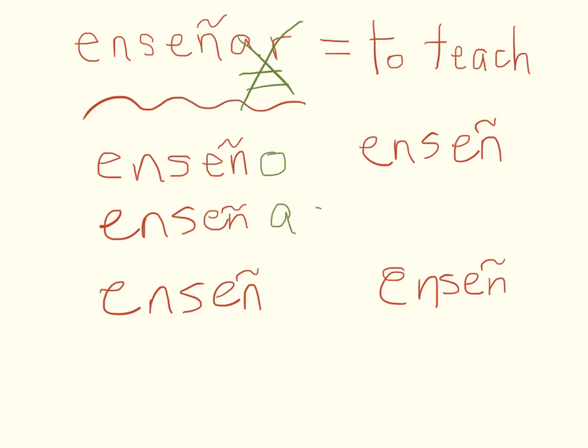Second person ends with AS always for AR verbs. Enseñas, you teach. Enseña would translate as she teaches. And then we'll have the AMOS ending for nosotros, so we teach. And then finally AN for they teach. So now looking at your practice sheet, you'll see 8 more sentences that you can practice conjugating with.